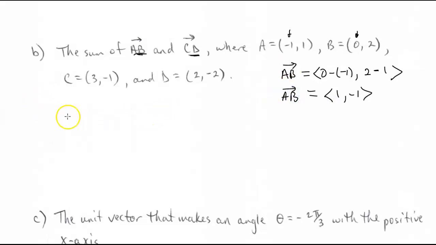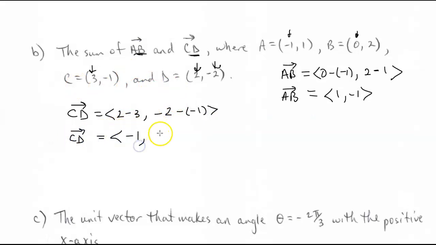If we do the same thing for the vector CD, we see that we have 2 minus 3, which will give us a -1, and we have -2 minus -1. And of course, if we do the math for that, we end up getting a -1 and a -1 here. Okay, and here this is 2 minus 1, so this should be a +1, not a -1. So we fixed that.